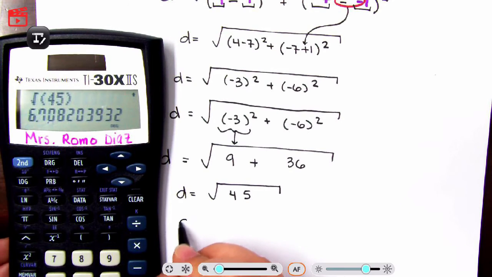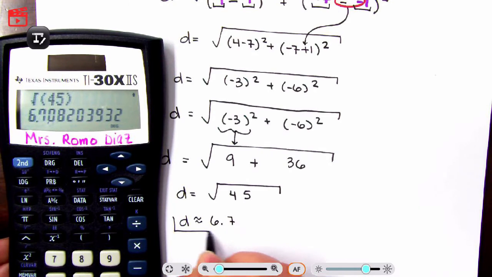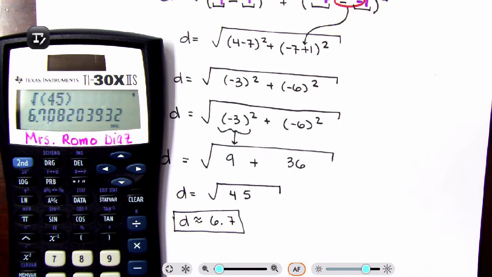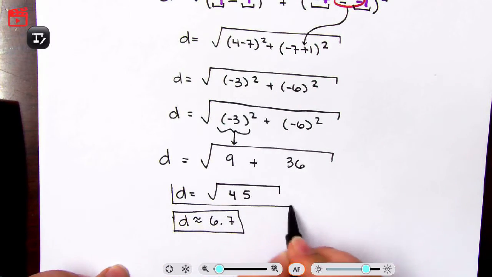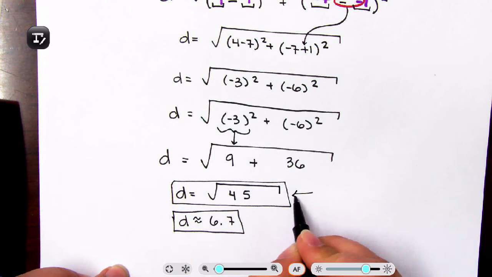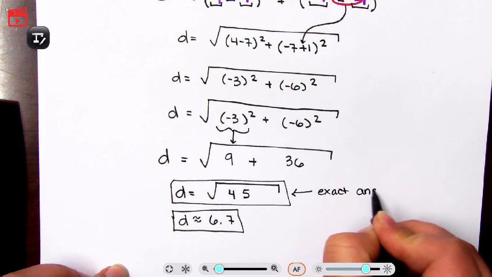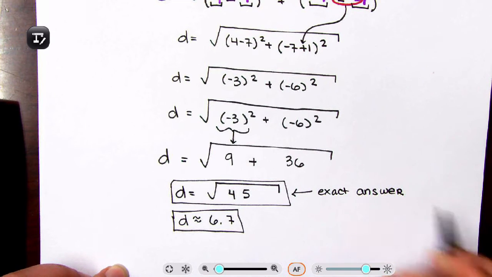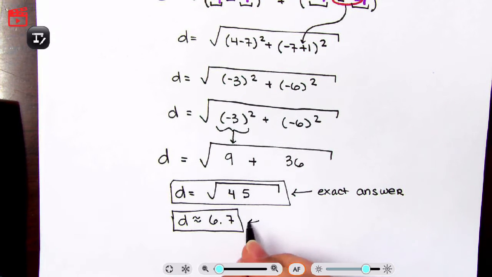Now, when you do this, you're going to notice that you have an icky answer, a decimal answer. So if your directions say round, you're going to say approximate, so squiggly lines, 6.7, and you're going to round depending on what they ask you to, like tens, hundreds, thousands. If they ask you for an exact answer, you're going to leave it in the square root. This is rounded.